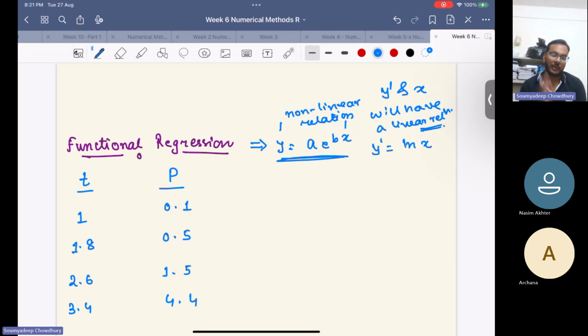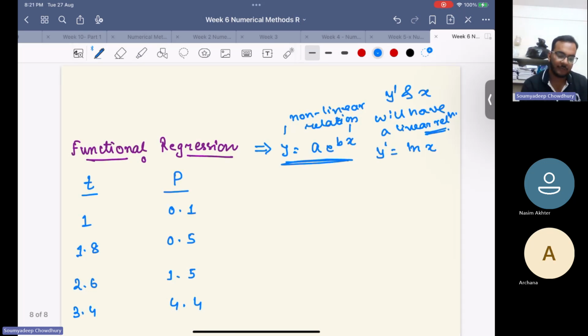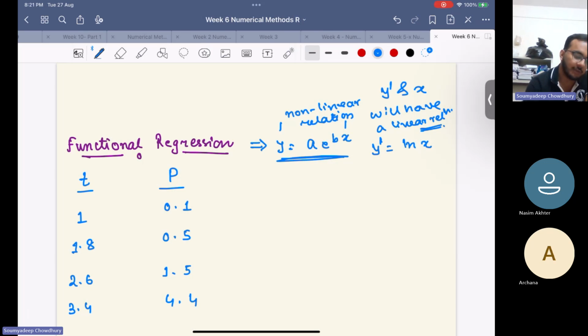Any nonlinear equation, if it is given to you, you have to first express it in the linear form. Then only we can use the linear regression formula for a0 and a1 values. So here my y dash is changed, it is given as ln y and x is same. This is your x here, this is your y here. So now we have to first find out y dash, which is ln y.